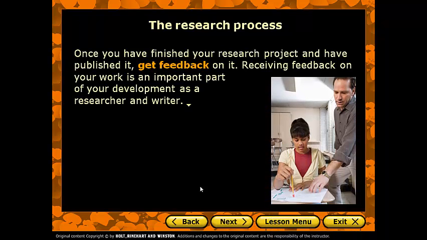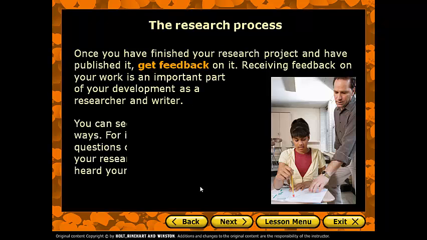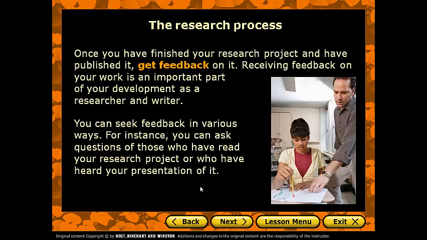So, once you finish your research project and have published it, then you get feedback on it. You receive the feedback on your work, and it's really an important part in the whole process and your development as a writer. You can seek feedback in various ways. For instance, you can ask questions to those who have read your research project or have heard your presentation of it. You are going to present. One way or another, you're going to present, and you will be getting your peers' feedback.